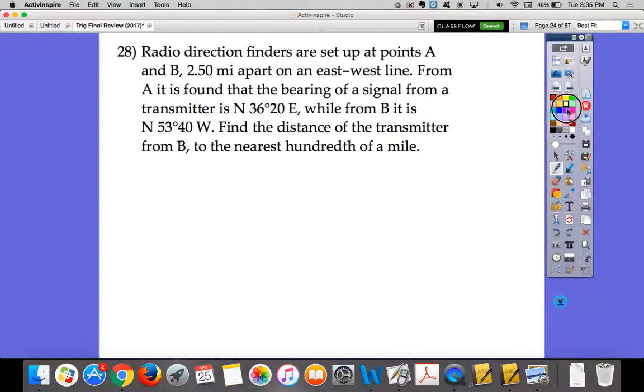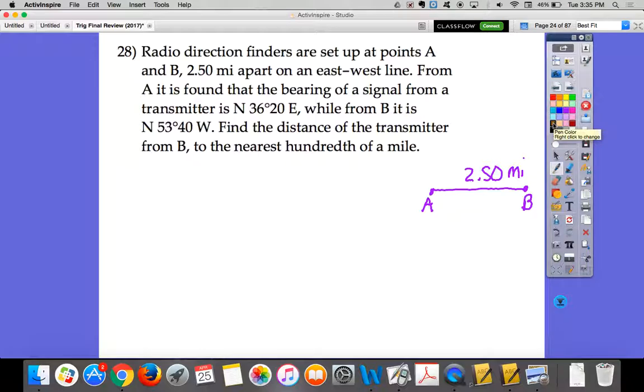Alrighty, let's see here. Radio direction finders are set up at points A and B. They're 2.5 miles apart on an east-west line. Okay, so we got an east-west line. We're assuming they're in ABC order, okay, and that this is 2.50 miles apart. Okay, great.